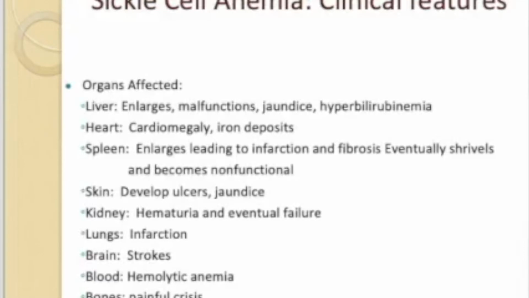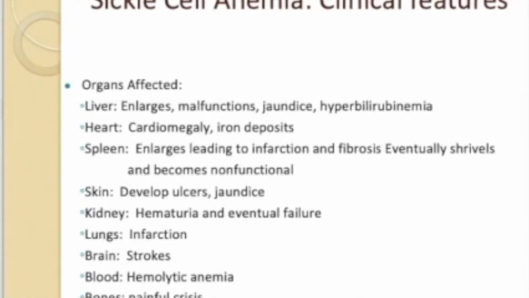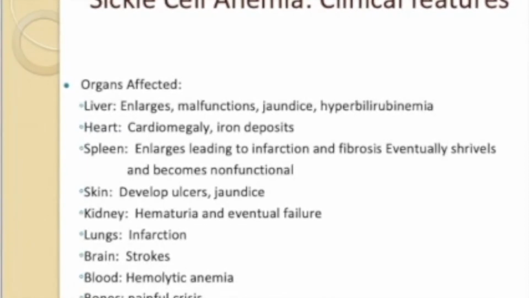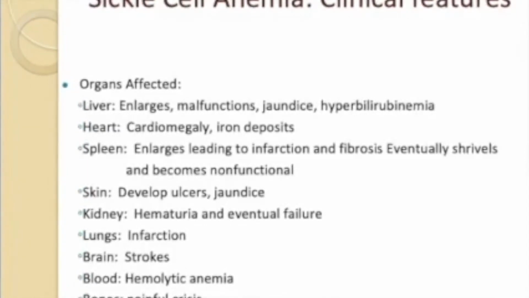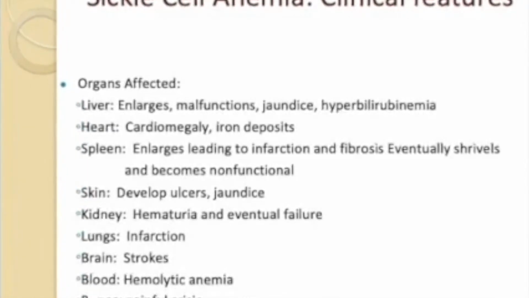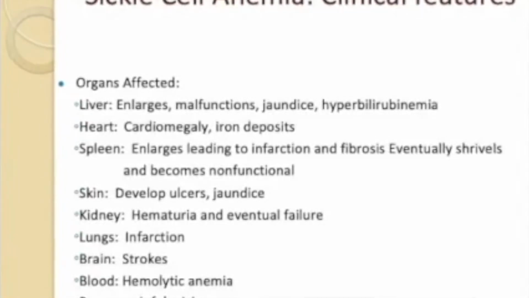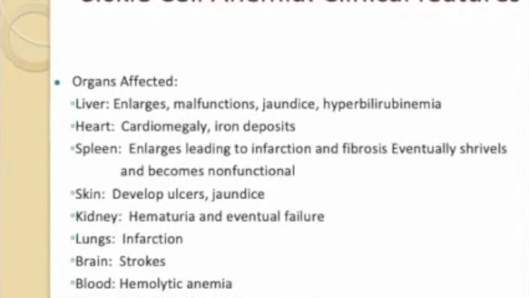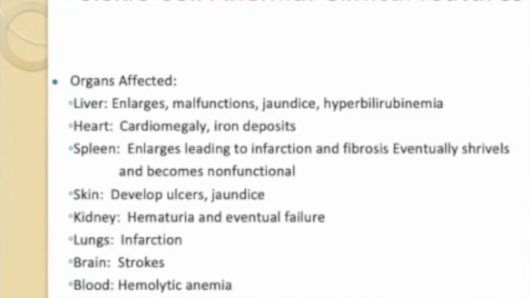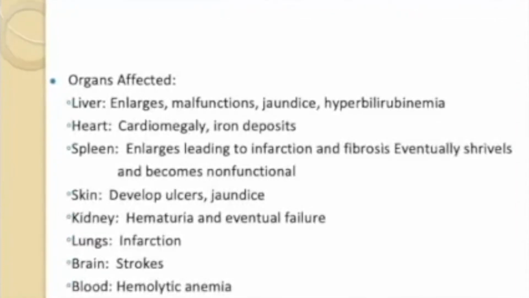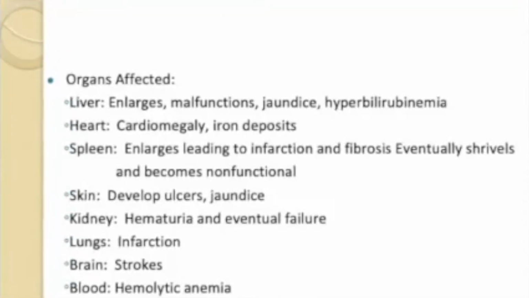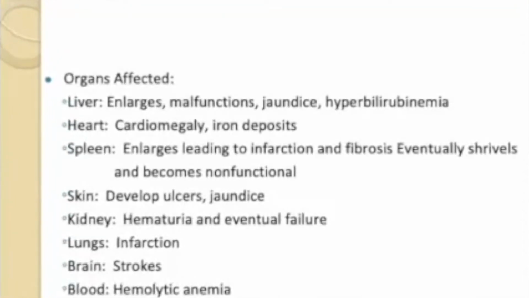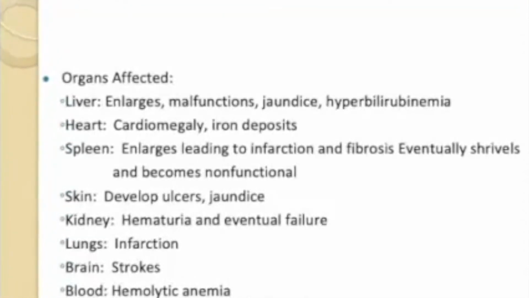Usually, as far as for the liver, it enlarges, it malfunctions. There's jaundice, hyperbilirubinemia, where there's a high bilirubin concentration in blood. In the heart, we see cardiomegaly. So we start seeing actually a thickening of the heart, and also iron deposits occur in the heart. In the spleen, it enlarges, leading to infarction and also fibrosis. Eventually, it's going to shrivel and become non-functional.